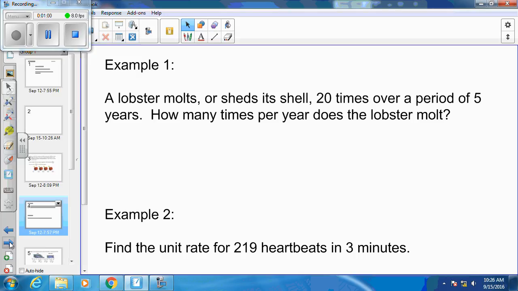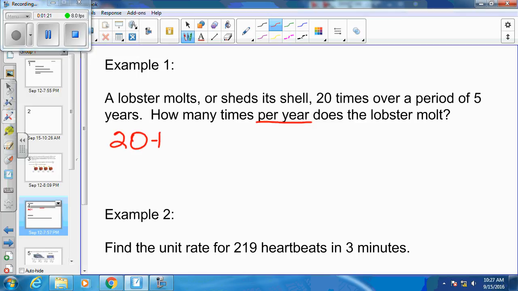Our first example: a lobster molts or sheds its shell 20 times over a period of 5 years. How many times per year does the lobster molt? So let's set this up. How many times per year, which means year has to go in my denominator. So it's molting 20 times over a period of 5 years.